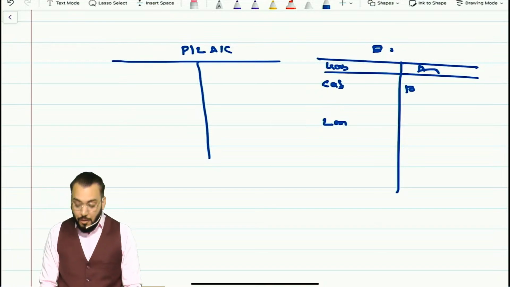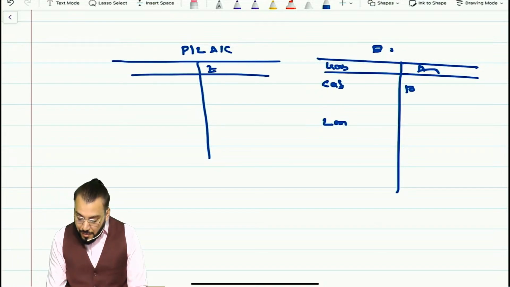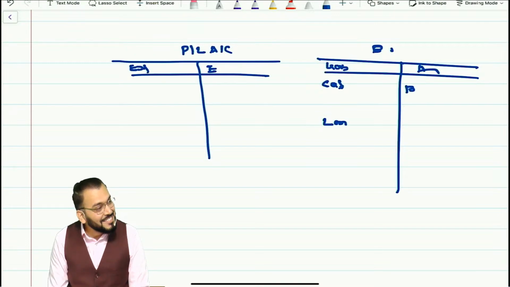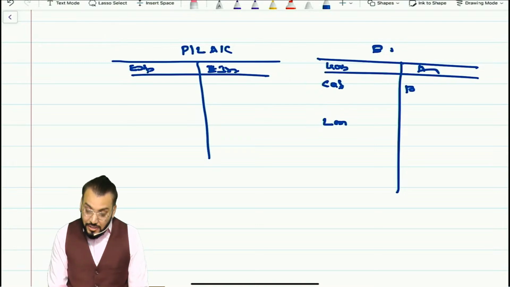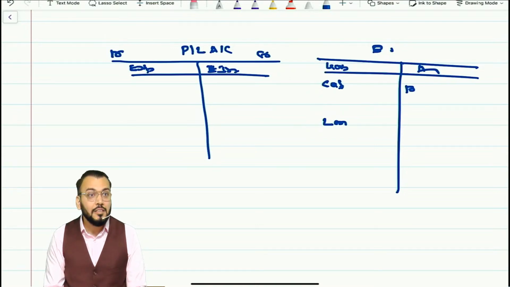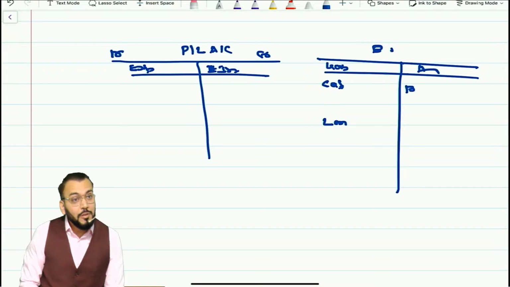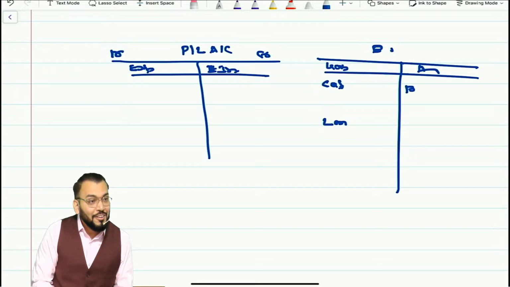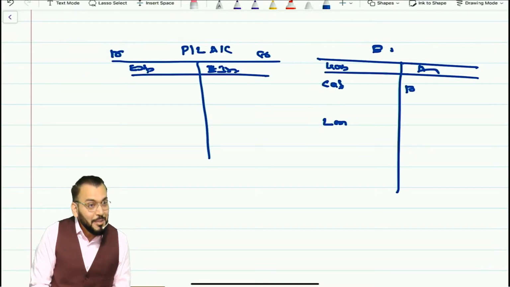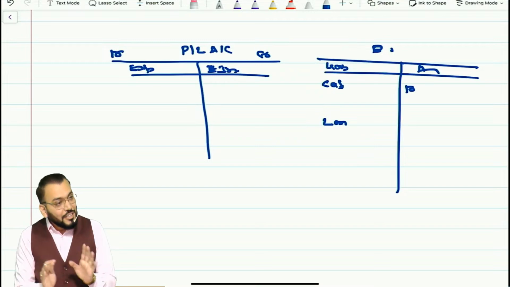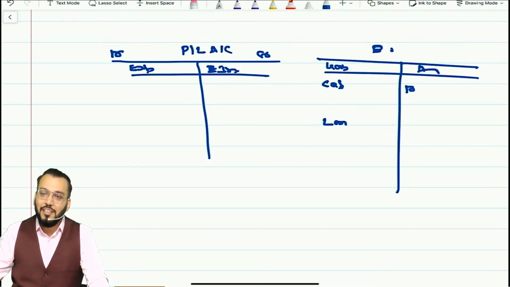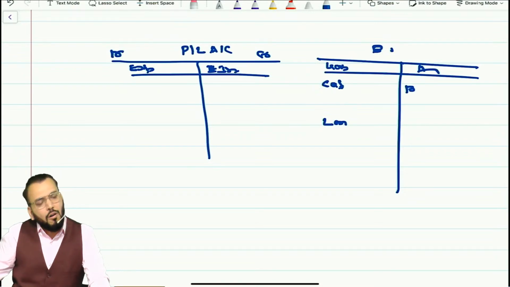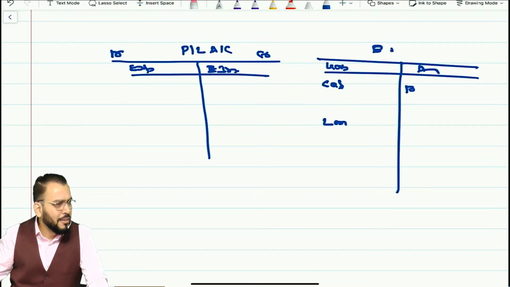Then come to the SOPL. All expenses on this side and all income on this side. Look, this is debit, this is credit. Understood? So always this side what? Debit. This side what? Credit. And then you start preparing from the trial balance the balance sheet and the P&L account.